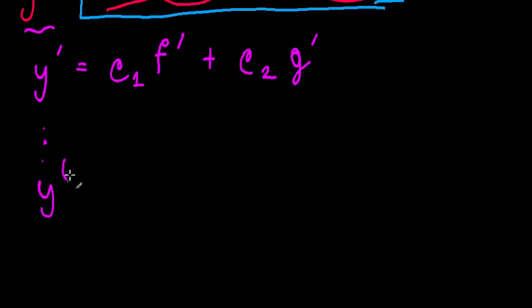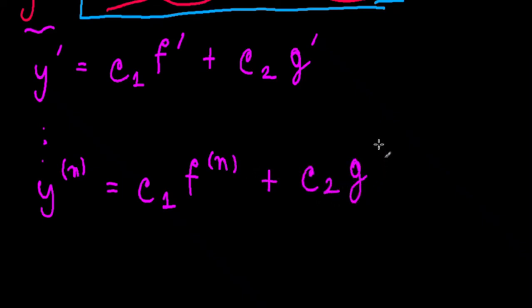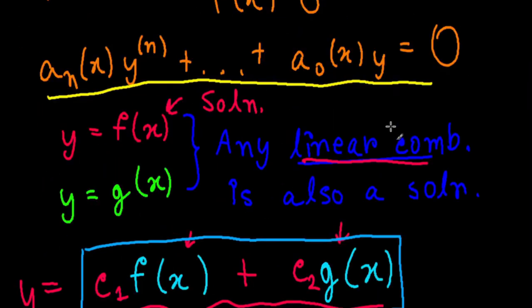I think you see where this is going. The nth derivative is going to look something like this. Just replace f and g by their nth derivatives right here. All right, and let's substitute all this into our linear homogeneous differential equation.